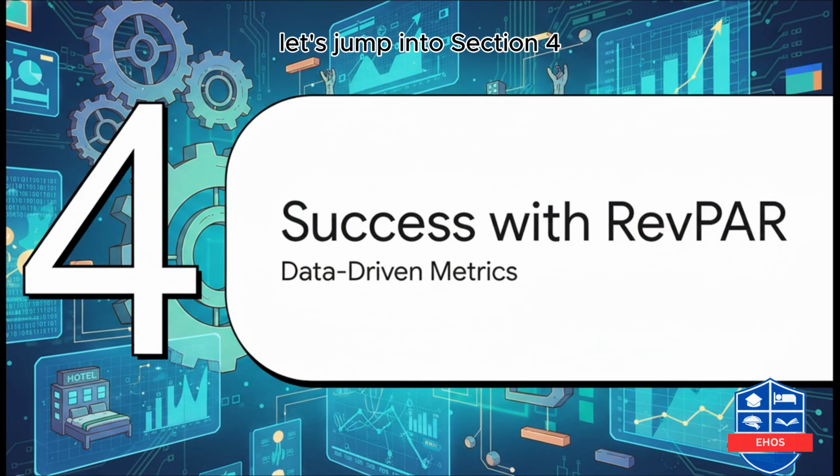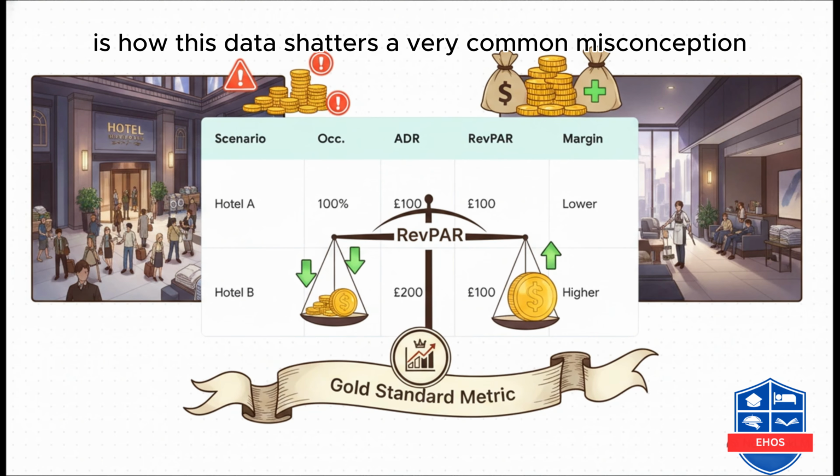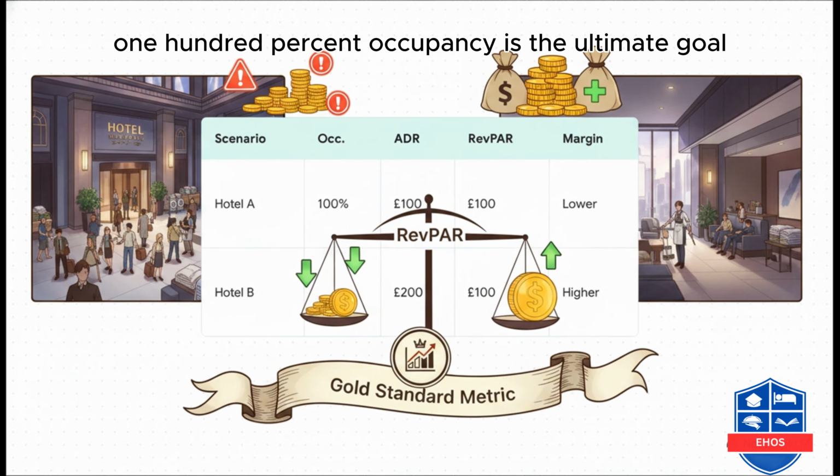Let's jump into Section 4, measuring success with RevPAR. Key metrics in a data-driven world. Once we pull all these pricing levers, how do we prove they're actually working? Now, what's really fascinating here is how this data shatters a very common misconception. You might naturally think 100% occupancy is the ultimate goal, right?